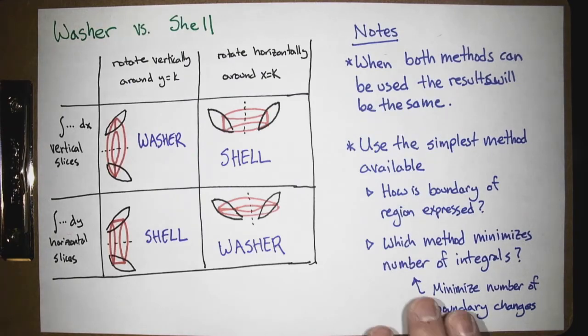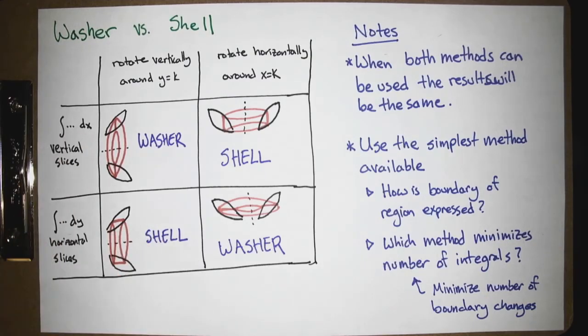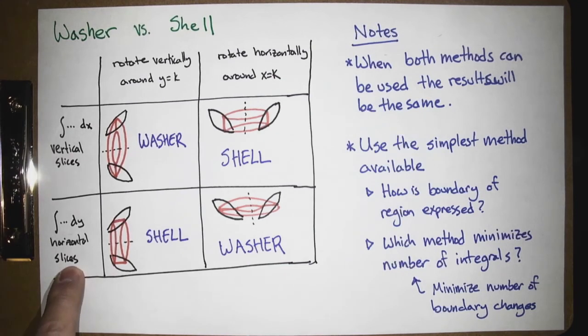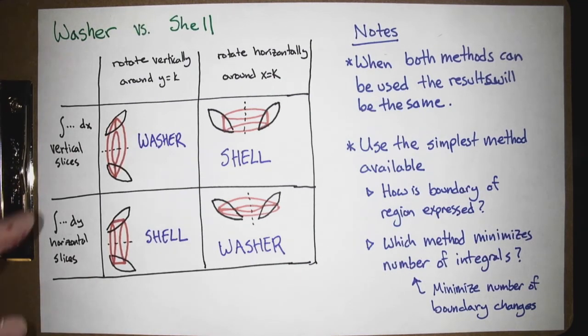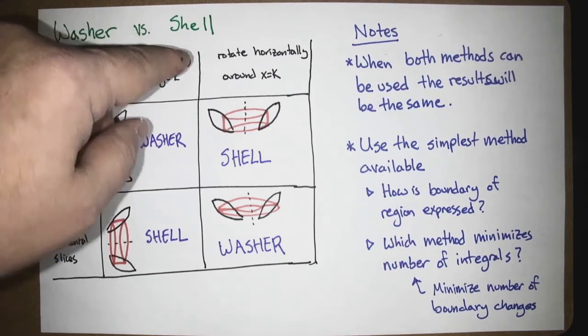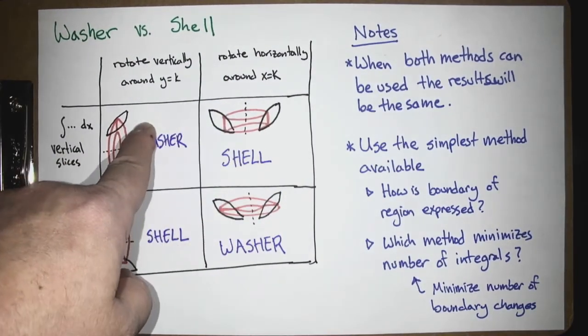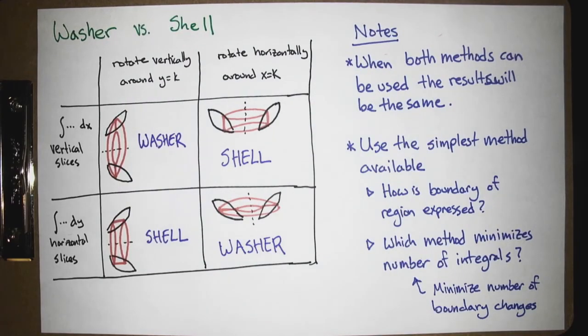Now, I have a little table here which says, well, you can either do vertical slicing, which means you integrate with respect to x, or horizontal slicing, which means you integrate with respect to y. And again, you can rotate around a vertical line, or you can rotate around a horizontal line. And you see that you'll get different methods. Now, when in doubt, just say, let me take a slice and spin it. Look at what the shape looks like. The shape will tell you what method you're using.